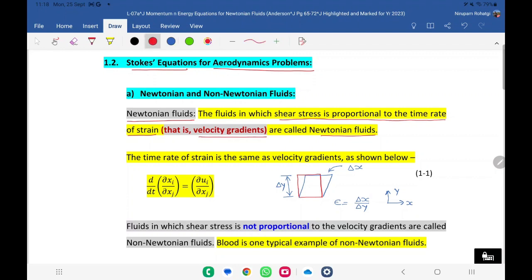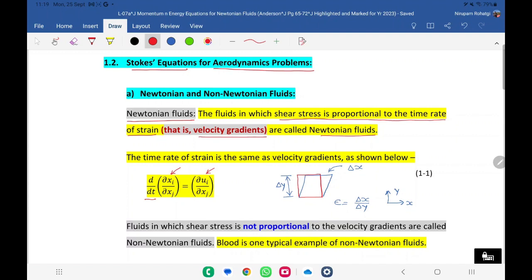Now if you find the derivative of this strain, what will happen? This derivative will be of this x, which will become velocity. So basically it's talking about rate of change of velocity, or rather I shouldn't use the word rate, because rate is a term used when you are finding a derivative with respect to time. So you can say it is the change of velocity with respect to distance, and that is gradient.